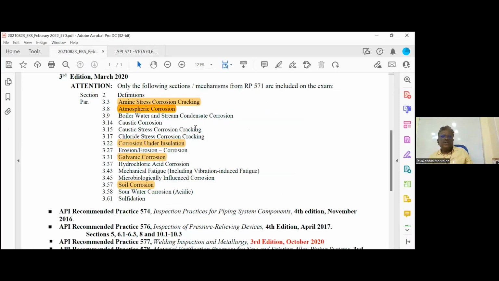So we have completed this. Then we'll go to the next one, chloride stress corrosion cracking, another very, very important damage mechanism.